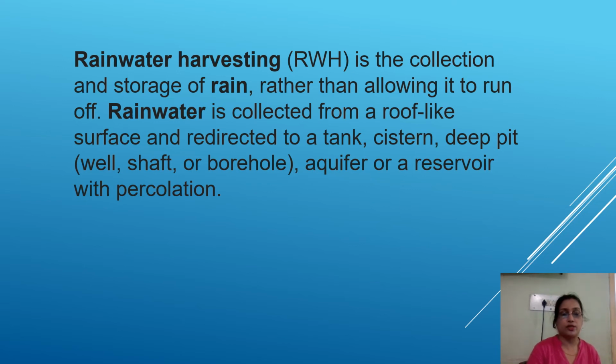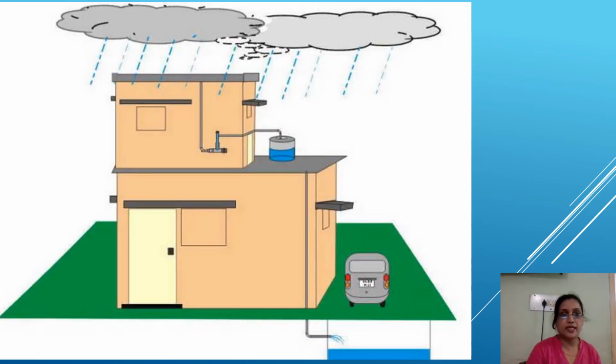This is rainwater harvesting. Let's move to the next part, how this works. Now see here how the rainwater is being harvested. Just see this side, the rain is falling here, and then see, from the roof it is being directed to the tank below the ground, and it is being used when there is less water.